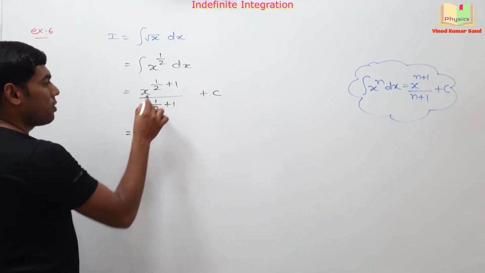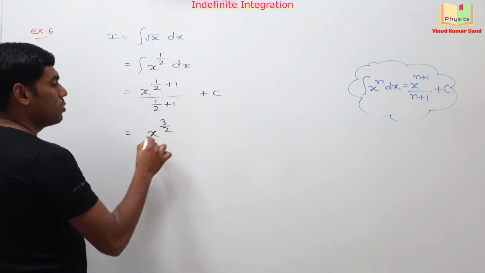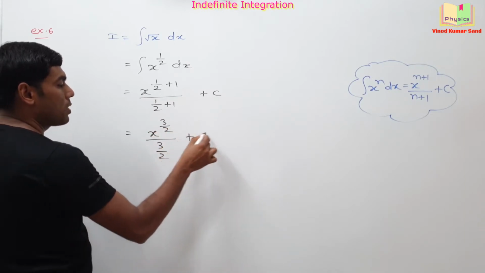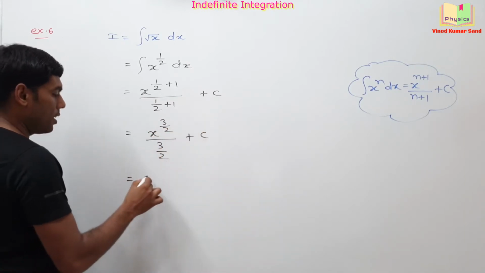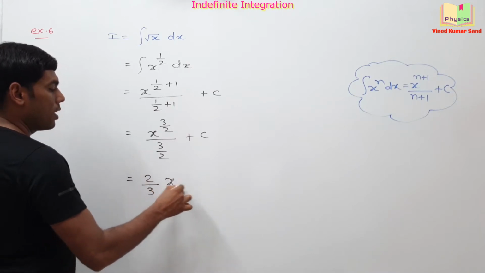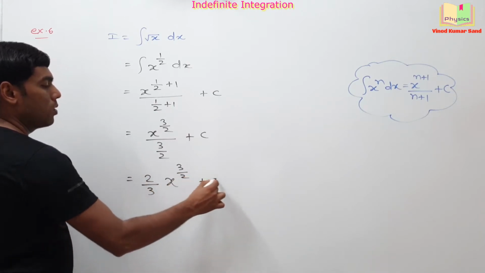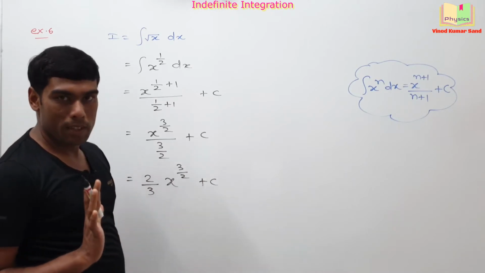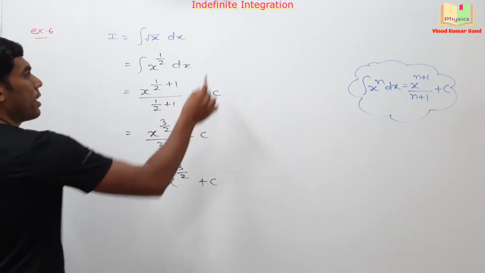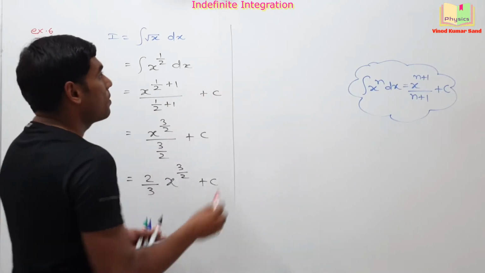We can simplify it further. X to power 3 by 2 divided by 3 by 2 plus the constant c. And it will look like as 2 by 3 x to power 3 by 2 plus constant c. Clear? Taking up example number 7 then.